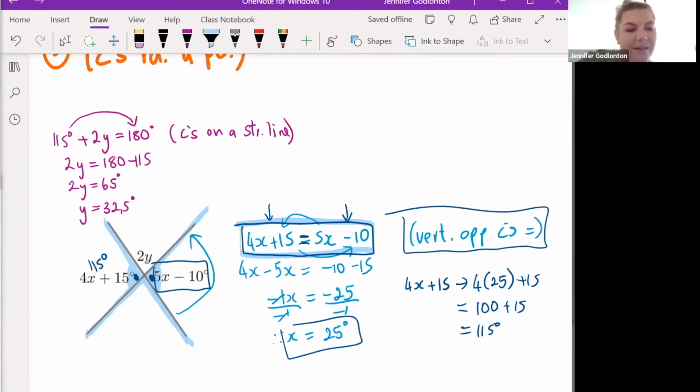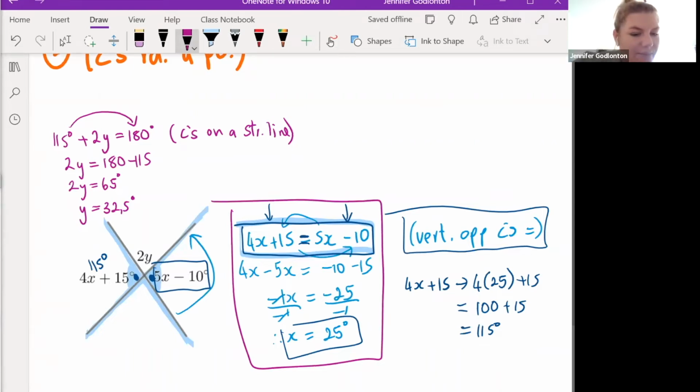Oh, good. I got the 25 by working out this equation over here. So this over here is a straight line. It is a straight line because it's straight.